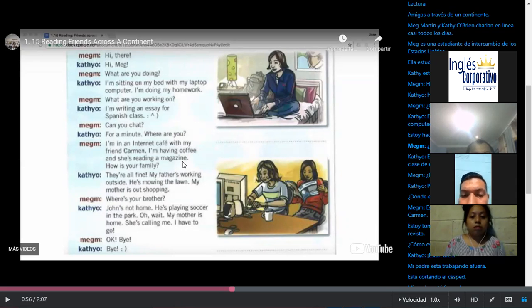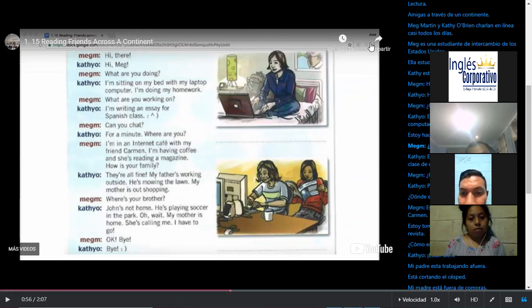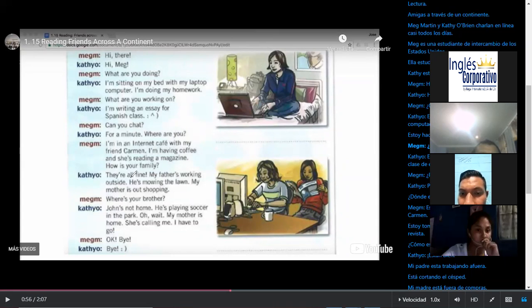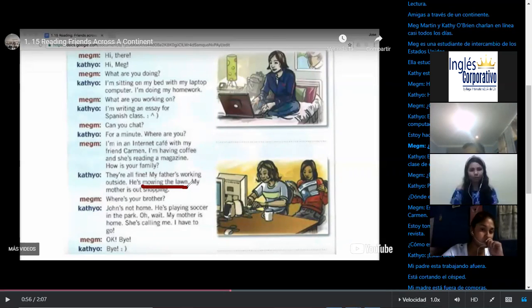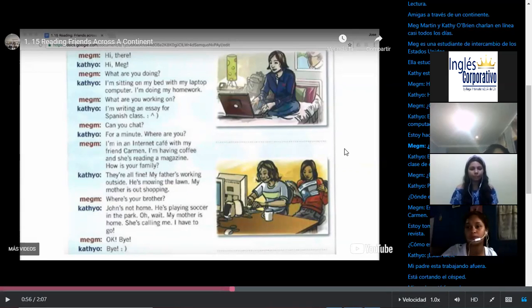Reading a magazine, leyendo una revista. Teacher, what's the meaning of mowing the lawn? Mowing the lawn is cortando el césped, creo que es. Correcto, cortando el césped. La grama. That's right. Mowing the lawn. Mm-hmm. Another question?